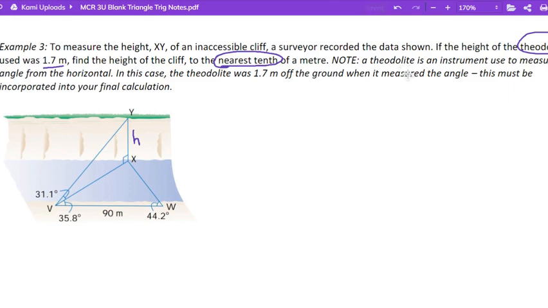In every triangle, all angles must add up to 180, right? That's right. That's the sum of angle law.